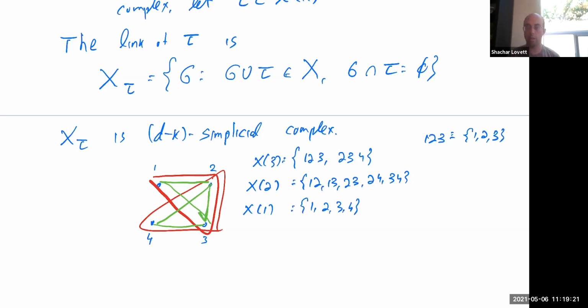Okay, now let's look at the link of 1. So what is the link of 1? Well, I'm looking at 1 here. Let's look at all the sets that contain 1, if I remove 1 from them. So first of all, you see every set of size 3 now becomes a set of size 2, a set of size 2 becomes size 1, and so on. So X_1's link is going to go over all the sets in X_3 that contain 1 and just remove 1. It's going to be 2, 3.